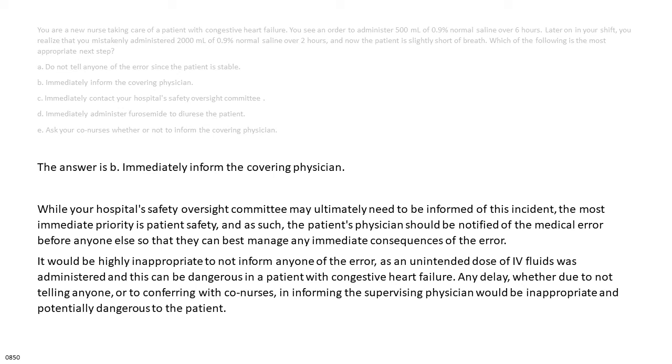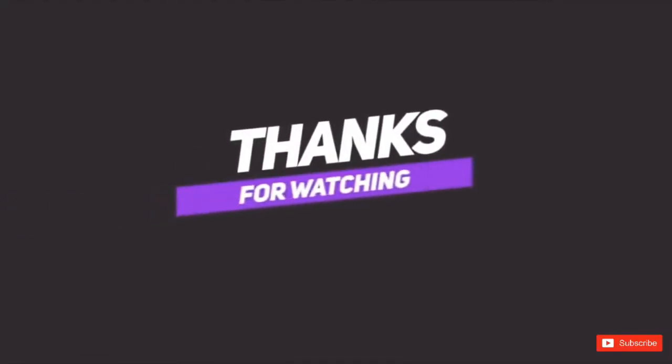It would be highly inappropriate to not inform anyone of the error, as an unintended dose of 4 liters of fluid was administered, and this can be dangerous in a patient with congestive heart failure. Any delay, whether due to not telling anyone, or to conferring with co-nurses, in informing the supervising physician would be inappropriate and potentially dangerous to the patient.